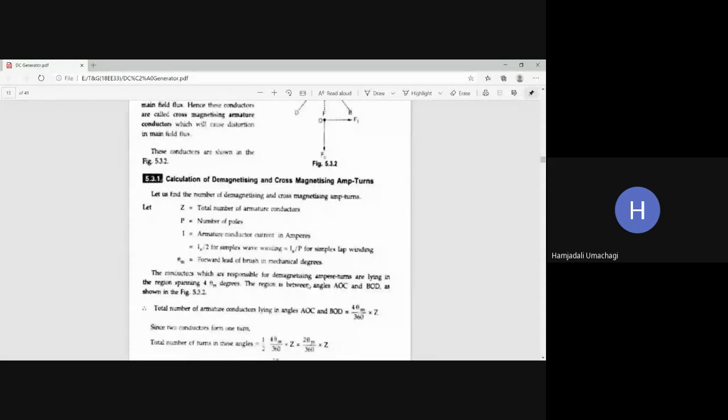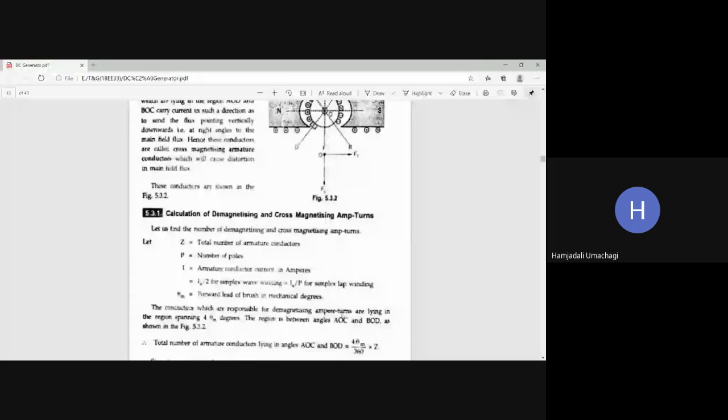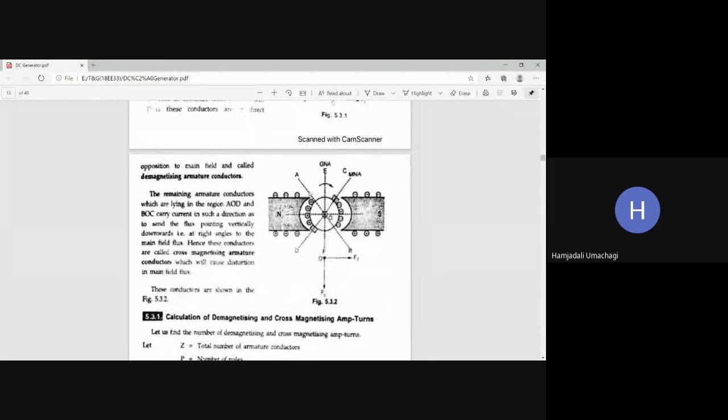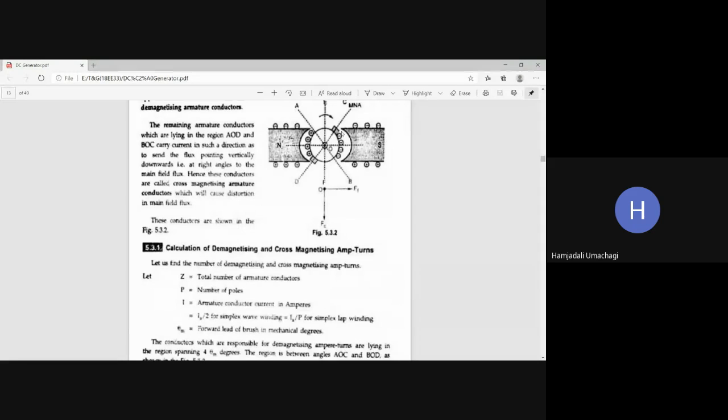So where I was explaining how many armature conductors are responsible for armature reaction. The total number of armature conductors lying in the region of AOC and BOD: what is the area they are going to cover? Theta m, theta m, theta m, theta m. What is the displacement angle here? Altogether 4 theta m. What is the complete degree? 360 degrees. So it will be 4 theta m by 360.